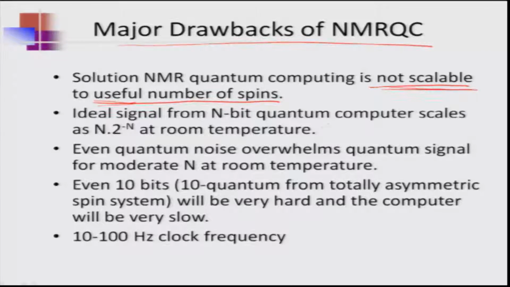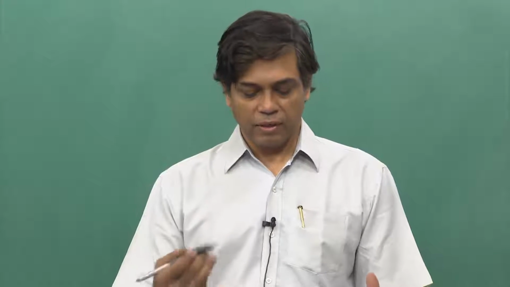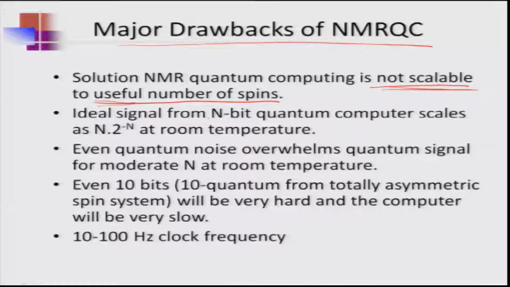As an initial demonstration, it is okay, but generally you would like to have in the order of quite a few qubits to be able to do some realistic problems. So, that is why this is one problem. The ideal signal from an n bit quantum computer scales as n times 2 to the power minus n at room temperature.